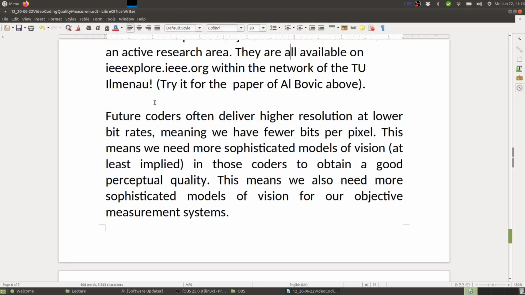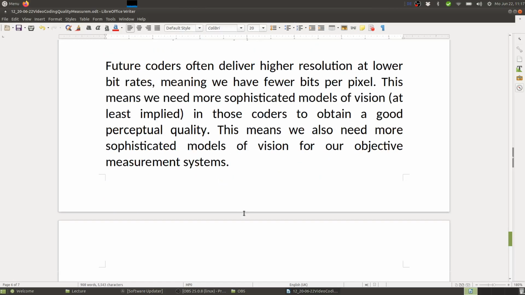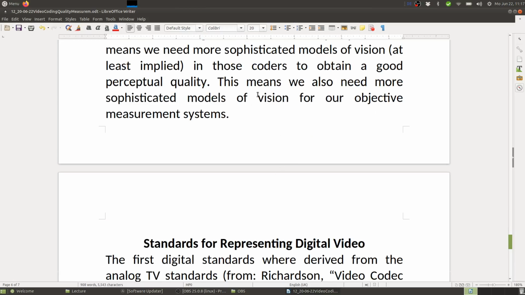Future coders often deliver higher resolution at lower bit rates, meaning we have fewer bits per pixel. This means we need more sophisticated models of vision, at least implied, in those coders to obtain a good perceptual quality. This means we also need more sophisticated models of vision for our objective measurement systems. So that's why development continues here.